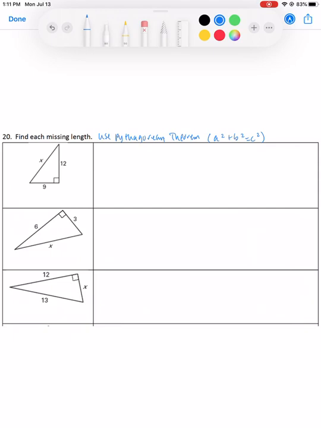Now we're going to say that the hypotenuse has to be c, so we have to do 12 squared plus 9 squared is equal to x squared. 12 squared is 144. 9 squared is 81. That equals x squared. 225 is equal to x squared, which means that x is going to equal 15.